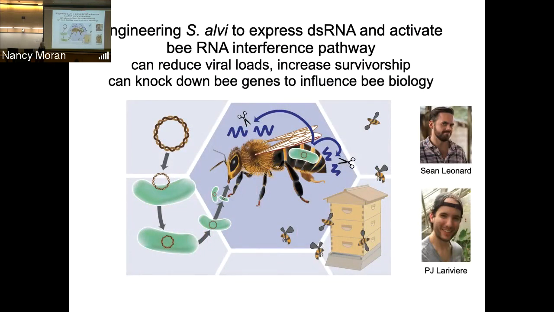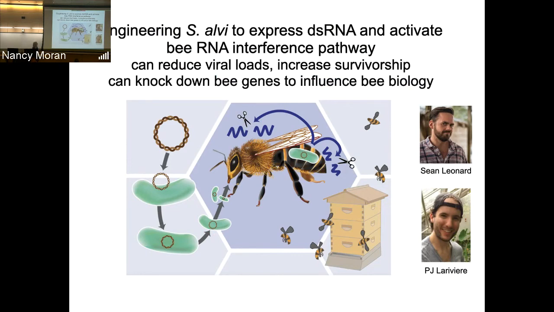We've done a lot of work engineering the gut microbes to try to influence the bee, and this is mainly work of Sean Leonard, now joined by P.J. Larib, who's replaced him basically because Sean's moved on. Basically we can put different constructs into Snodgrassella in particular and have them expressed in the host. And one thing we're really getting into is double-stranded RNA that activates the RNA interference pathway of the host.